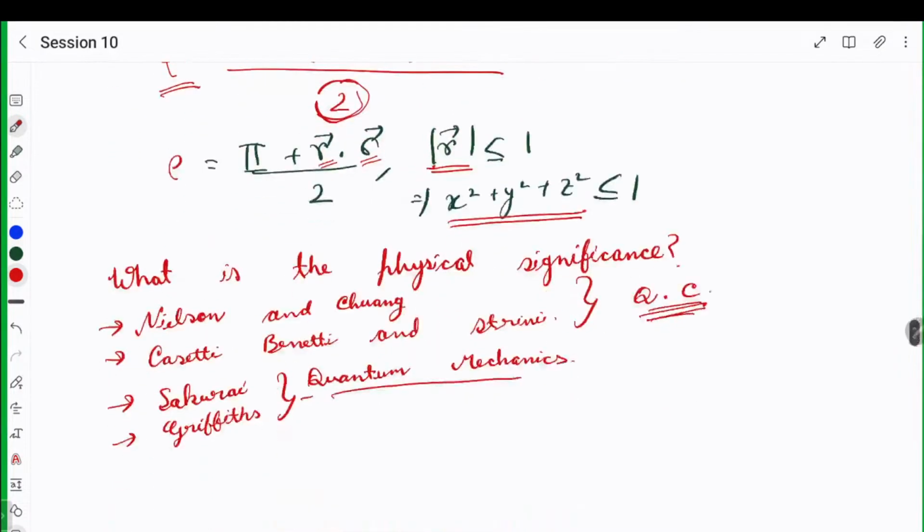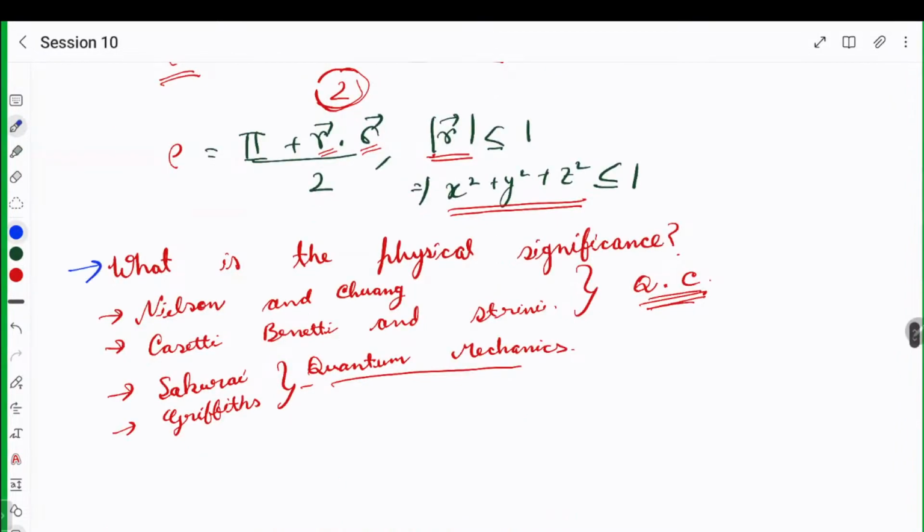We had concluded the session by asking: what is the physical significance of this? What does it mean that we can represent a density matrix rho in this form? Would any of you like to take a guess? Admittedly, there are fewer people today.